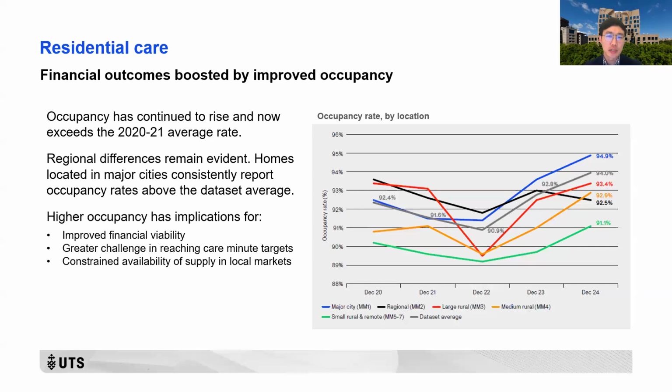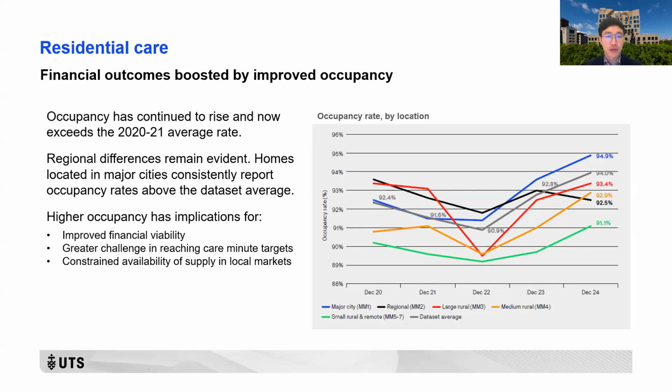So there are several implications for achieving this high occupancy rate though. For example, the improvement in the operating results, as we see in the previous slide, could be attributable to the high occupancy rate as homes can distribute fixed costs across a greater number of residents. However, the higher occupancy rate also leads to greater challenges, especially in meeting care minute targets, as homes have to increase their staffing costs to deliver more total care minutes to remain compliant and meet mandatory targets. And also, high occupancy rate could indicate constrained availability of supply in local markets. If the number of available places does not keep pace with demand, prospective residents could face difficulty in accessing appropriate care in their local areas.